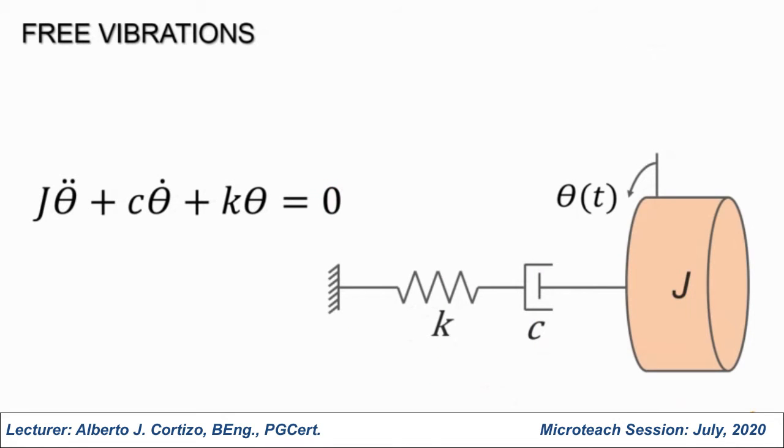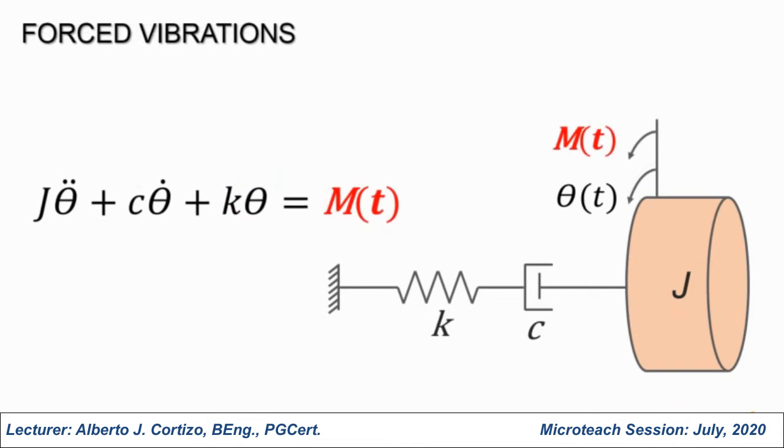But similarly, we can produce rotational models of the system. In this case, the variable changes from x to theta. The mass is now represented by an inertia, no longer by a weight. The other factors remain the same. And we can also model this type of system by applying an external excitation, but now it is going to be excited by a moment, no longer by a force.